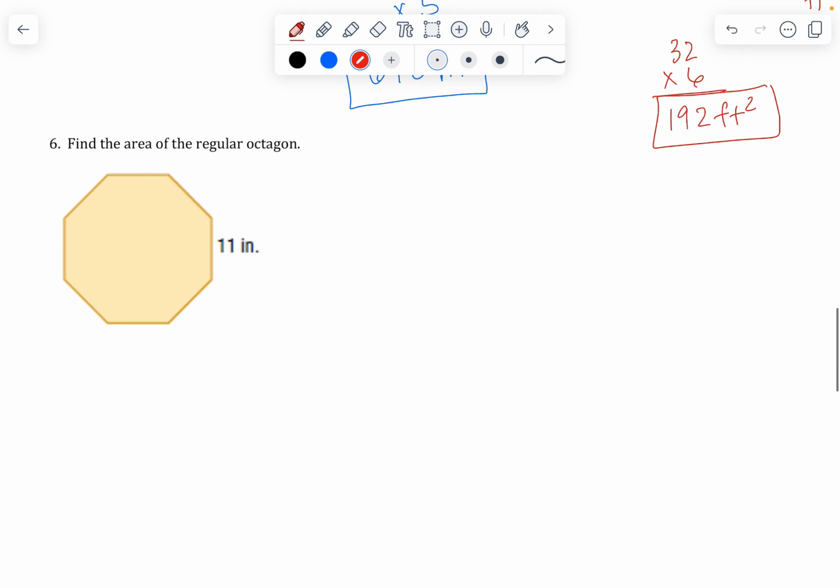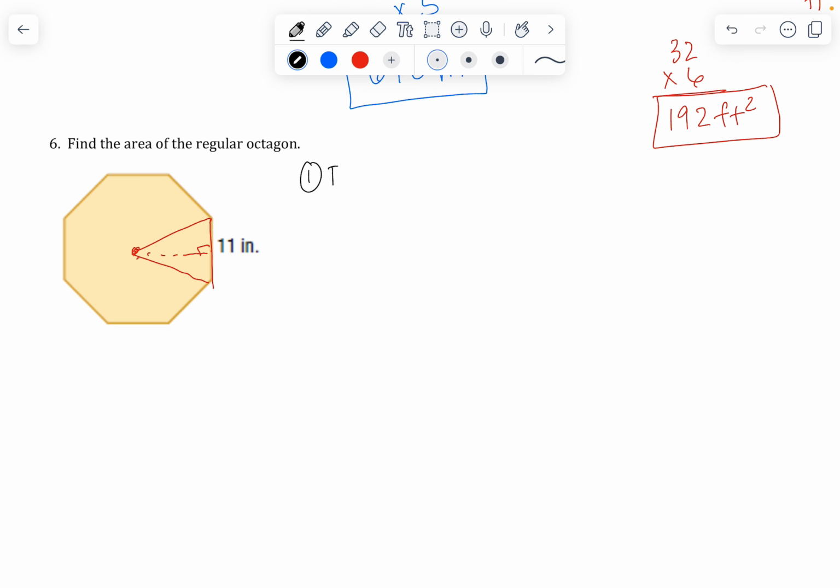Okay, are you ready for the really, really hard one? This one's crazy. We're going to try to find the area of this regular octagon. But as you can see, when we make our triangle, we know the base of the triangle is 11, but we do not know the height of that triangle. And it's going to take a lot of work to get the height of that triangle. So here's the steps that we go through. I call this the 6-step process.